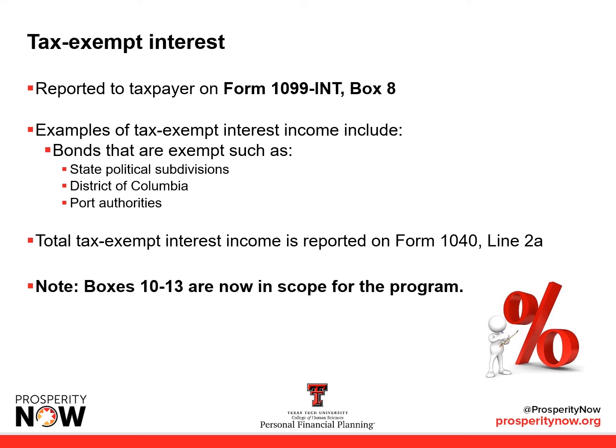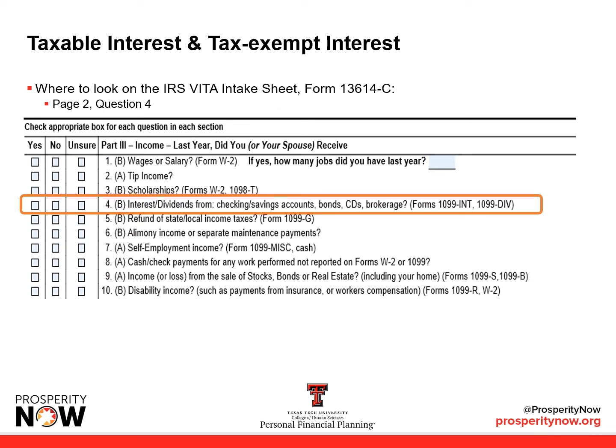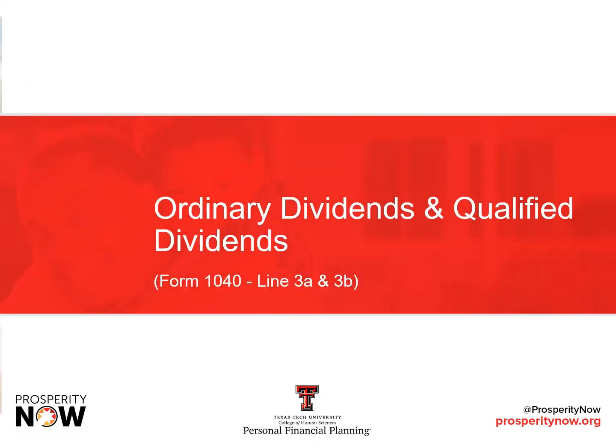Examples of tax-exempt interest income include bonds that are exempt. So these are state political subdivisions, District of Columbia bonds, and Port Authority bonds. Total tax-exempt interest is reported on Form 1040, line 2A. Note, boxes 10 through 13 on the Form 1099-INT are also now in scope for the program. Here is where you can find the IRS VITA intake sheet, and this is where you'll be able to find the taxable interest and tax-exempt interest.